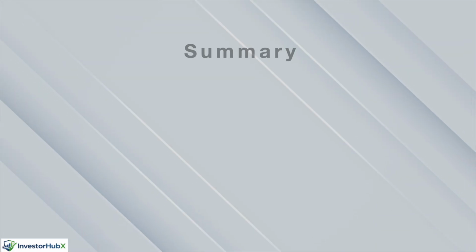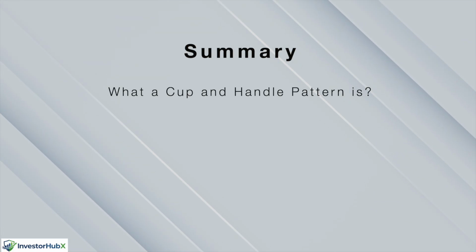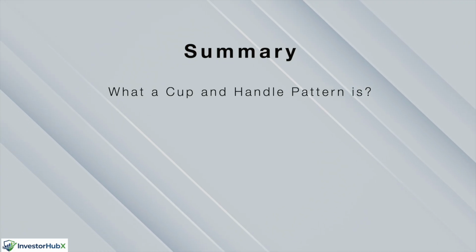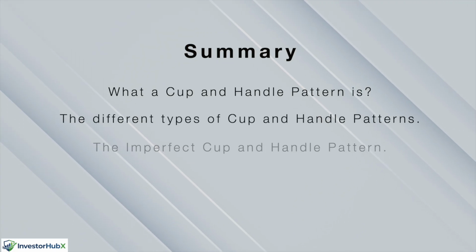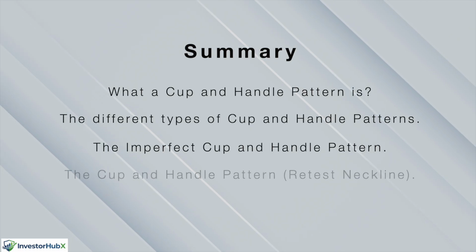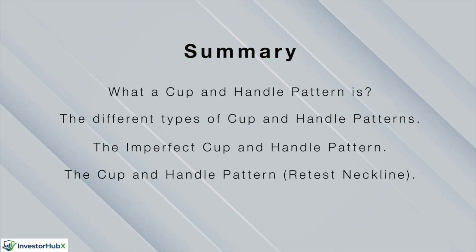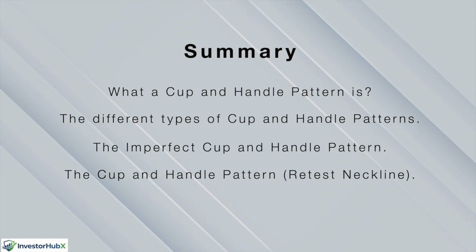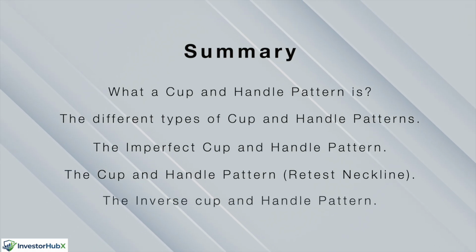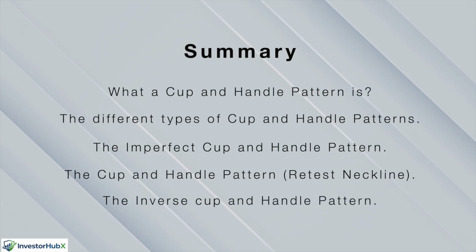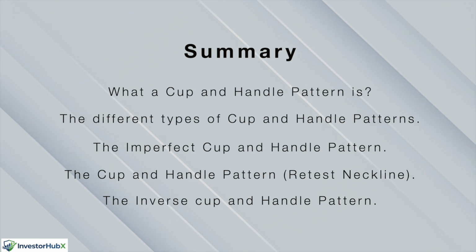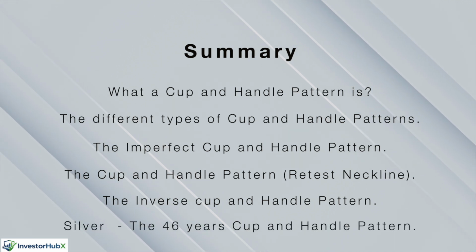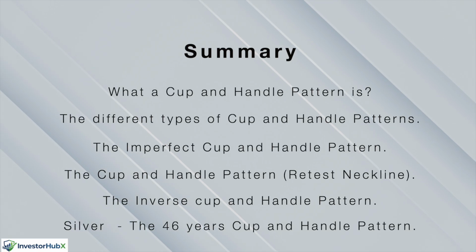To summarize, today we learned what a cup and handle pattern is. We also explored the different types of cup and handle patterns, including imperfect patterns, and how the neckline retest can provide a stronger confirmation before continuation. We also looked at the inverse cup and handle pattern, which is the bearish version of the setup. Finally, we examined an example in silver, where a cup and handle pattern has been forming for decades.